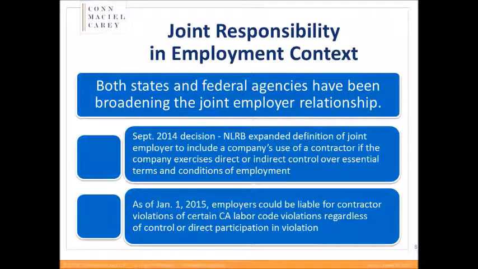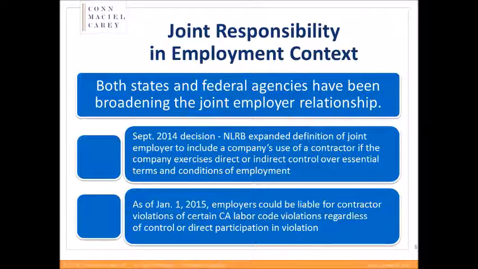So, a little bit of history. In the past few years, up until 2018, but really starting in 2014, both states and federal agencies have really been broadening the joint employer relationship. In September 2014, the NLRB, the National Labor Relations Board, really for the first time expanded the definition of a joint employer to include a company's use of a contractor or worker, not only if the company exercised direct control, but even if the company exercised indirect control over the essential terms and conditions of employment.